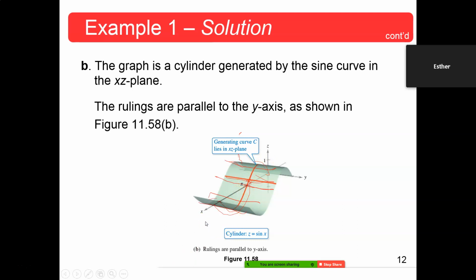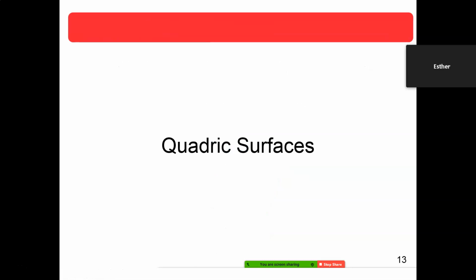So there was the rest of example 1. All right, now before we get to quadric surfaces, how are we doing time-wise? We got a little bit of time. I want to point out to you a few shapes.